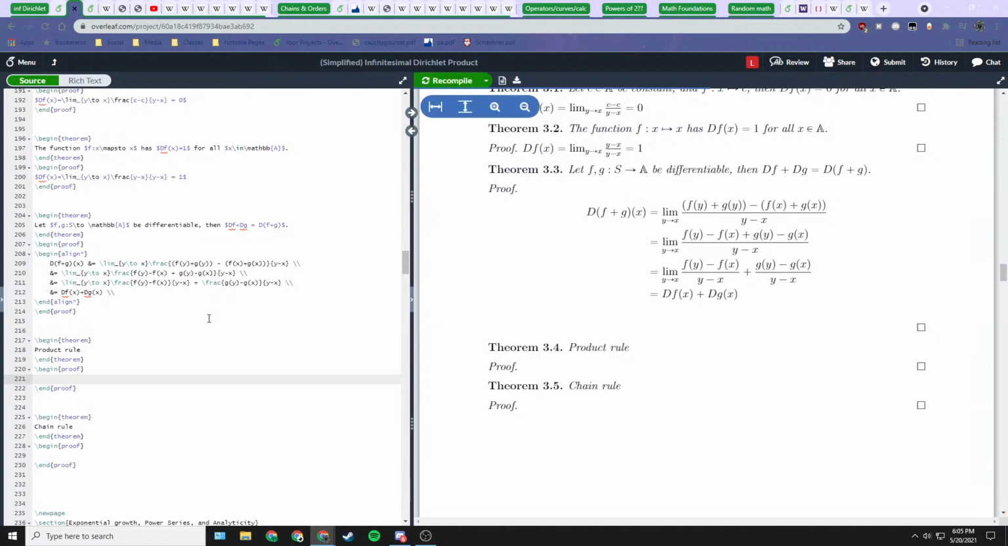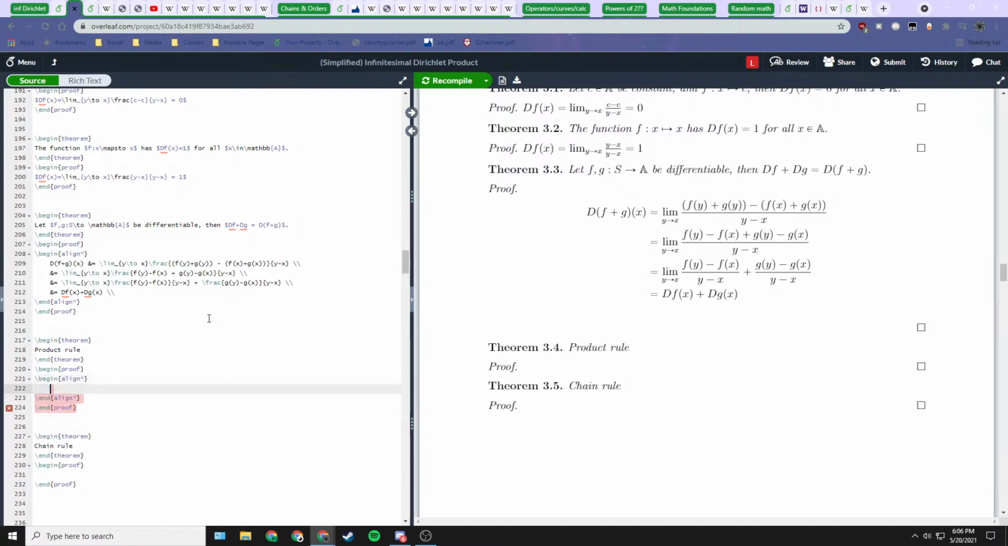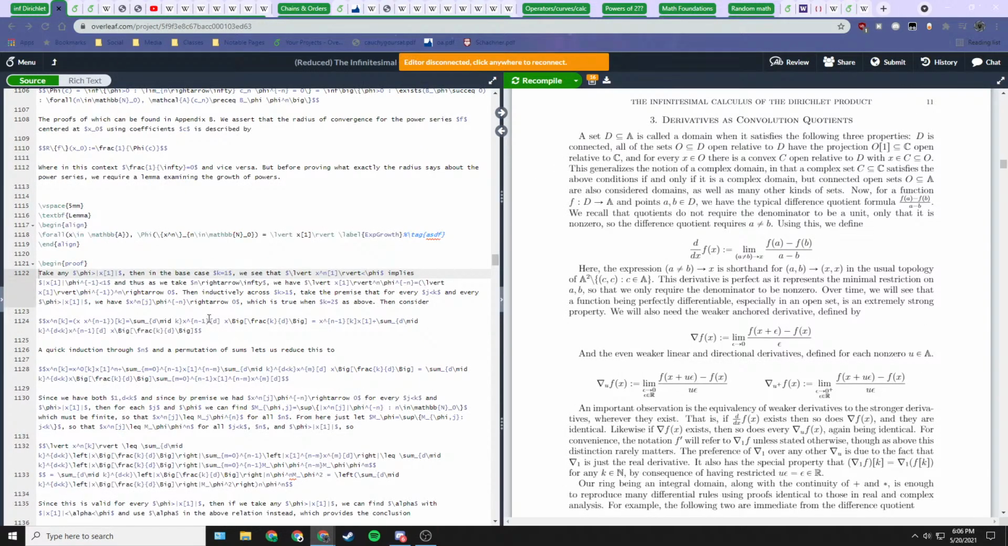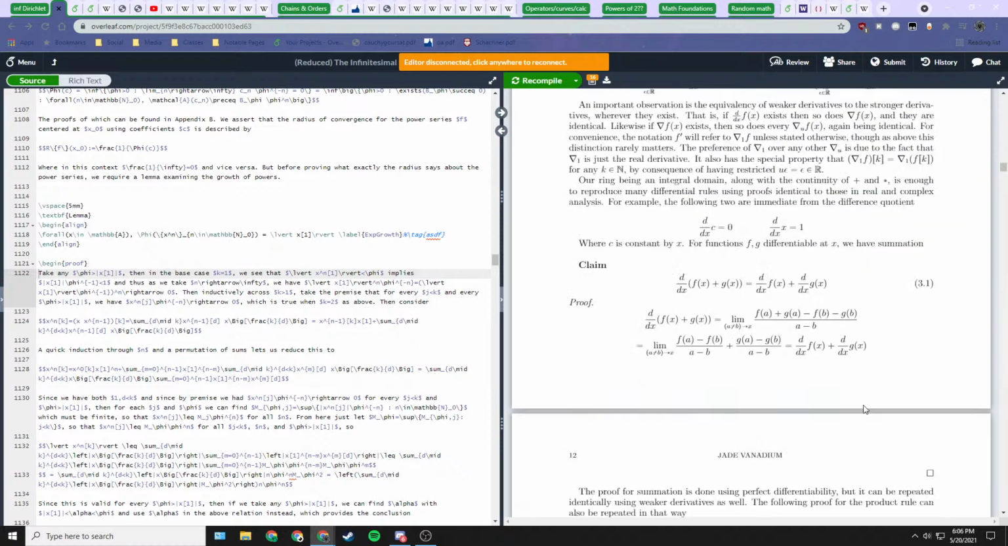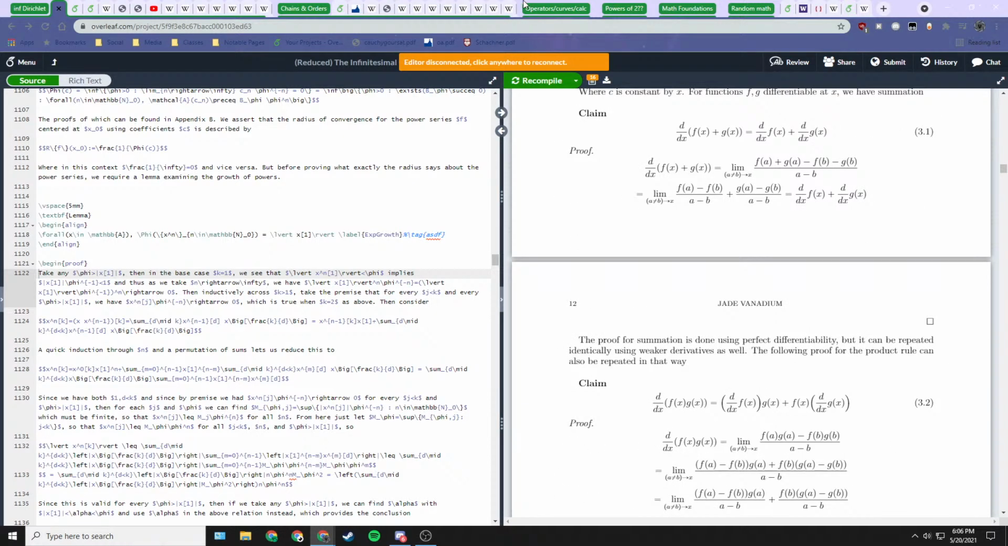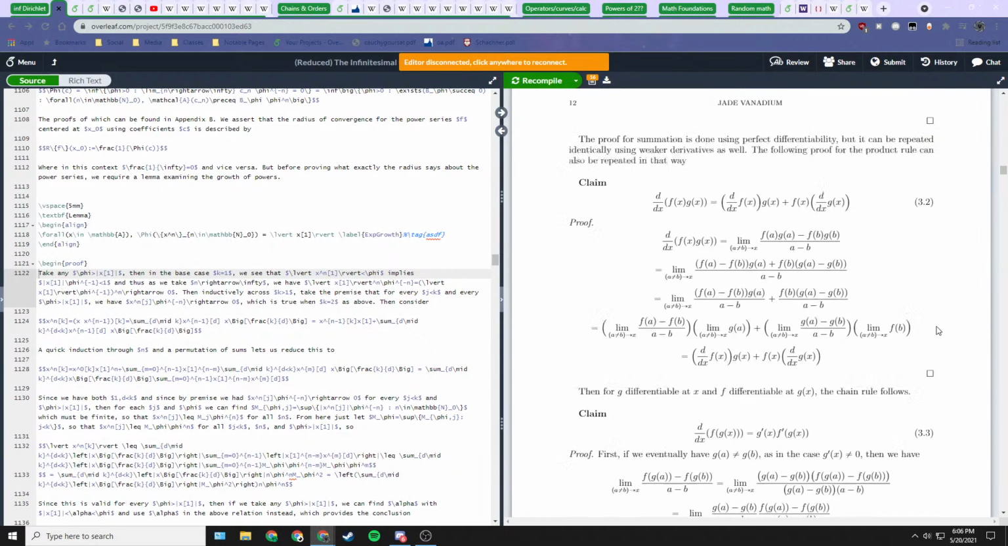In order to do the product rule, that one's also going to be pretty similar. So we're just going to start off by doing the definition. The definition is that d of fg at x is just a limit, with y going to x of this fraction. So this fraction is, actually I think this one is maybe, or maybe I'm thinking of the chain rule. One of these is slightly more complicated than the other. No, this one's okay.